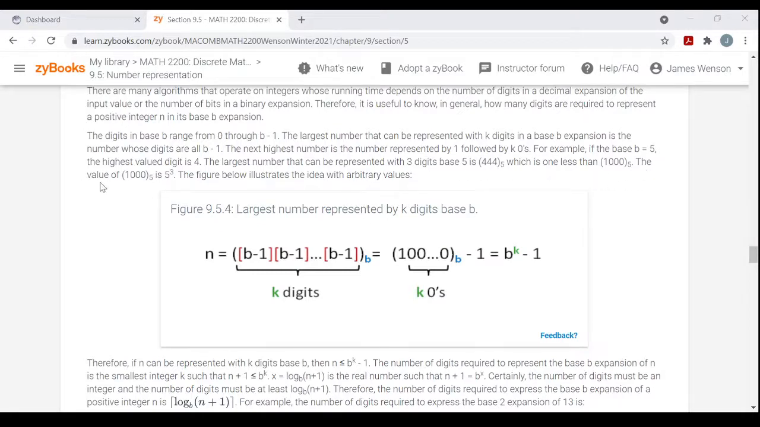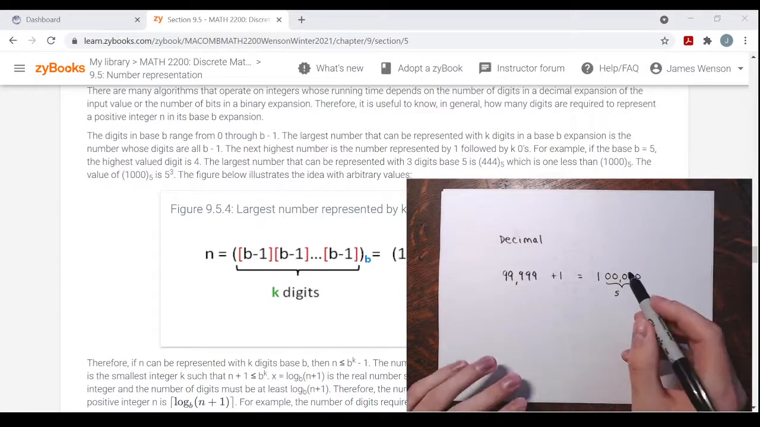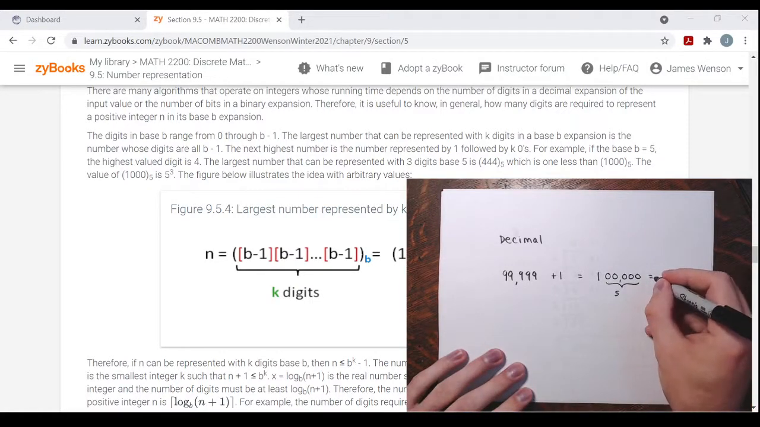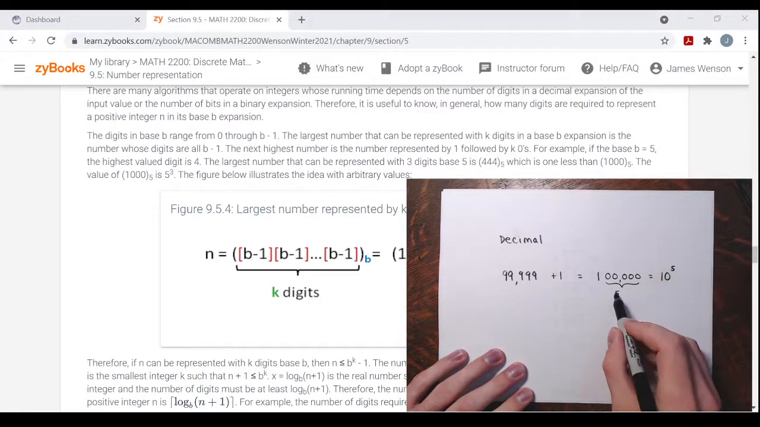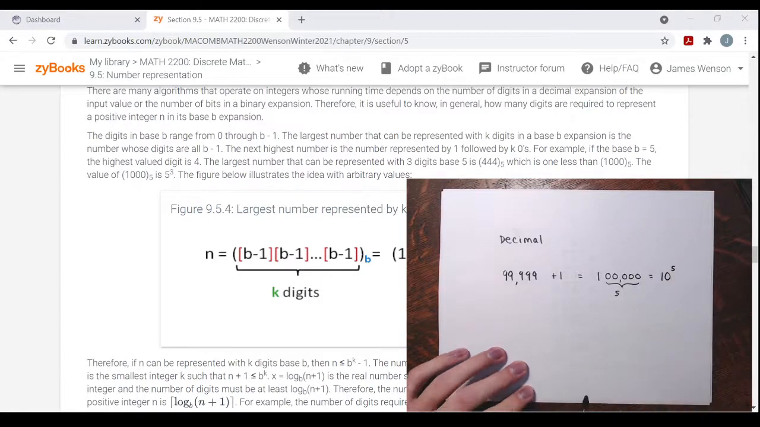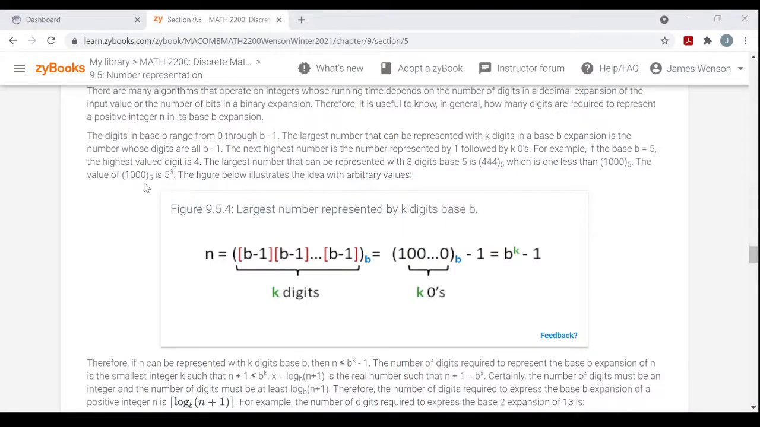So the value of 1000 base 5 is 5 cubed, just like the value of 100,000, if you're talking decimal, is 10 to the 5th power. The number of zeros is the power on the base 10. Just like here, the number of zeros in 1 followed by 3 zeros, base 5, is 5 to the 3rd. Okay, so it's very similar in any base.